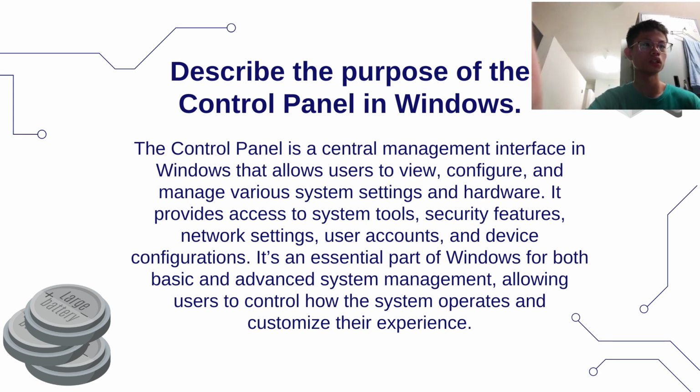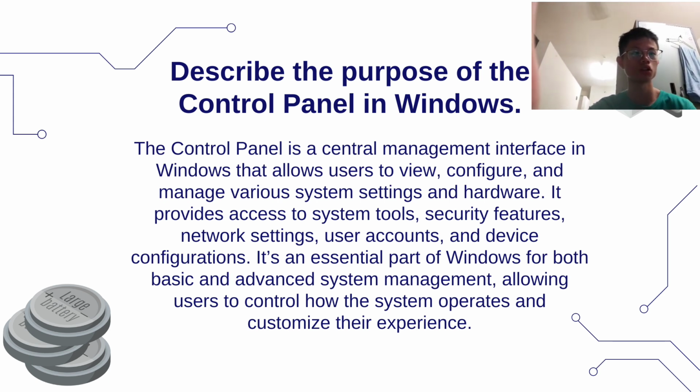And the second question is showing elements in the control panel. Describe the purpose of the control panel in Windows. So what is the control panel in Windows? The control panel is a central management interface in Windows that allows users to view, configure, and manage various system settings and hardware. It provides access to system tools, security features, network settings, user accounts, and device configurations.